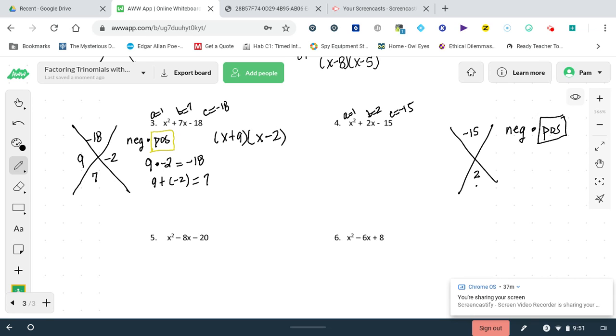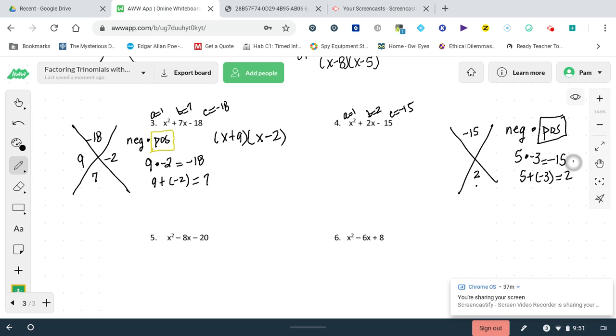So you should think about factors of 15. What gives you 15? You can go with 1 times 15 or 3 and 5. So I'm going with 3 and 5, because with 1 and 15, when you subtract those, you're going to get 14. All right, so the larger number has to be positive. So I'm going to do 5 times negative 3 is negative 15, and 5 plus negative 3 is 2.